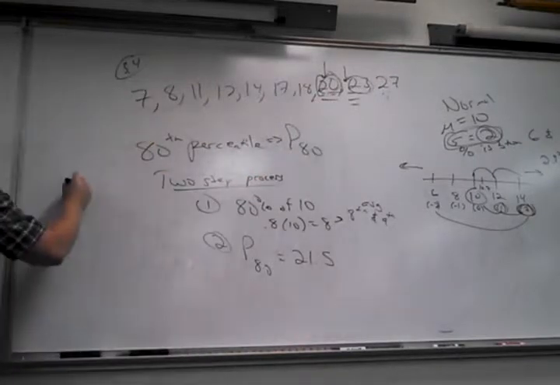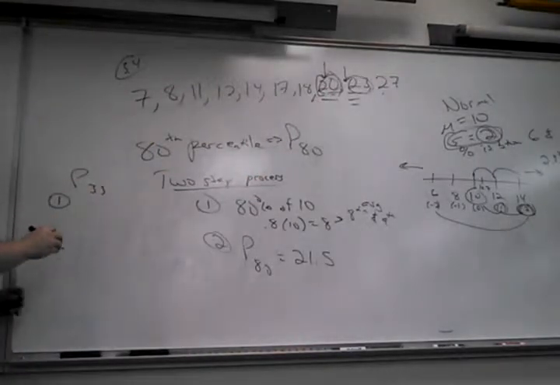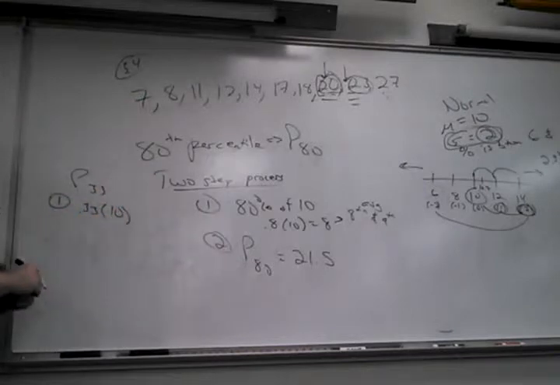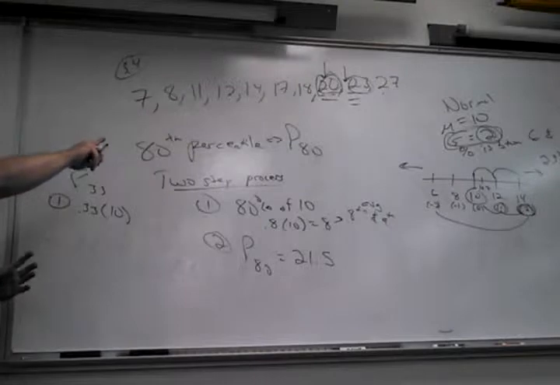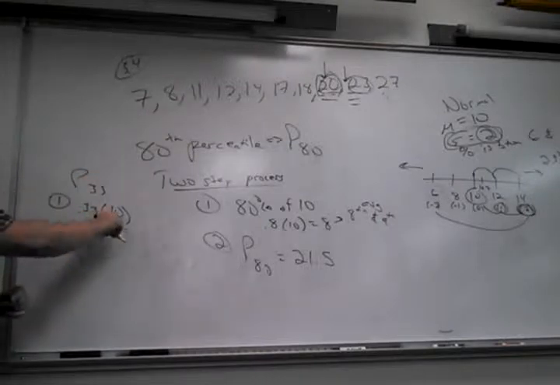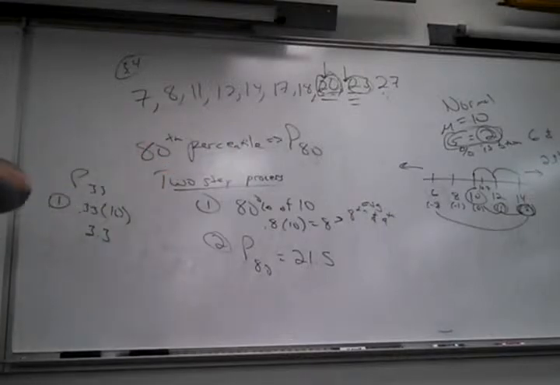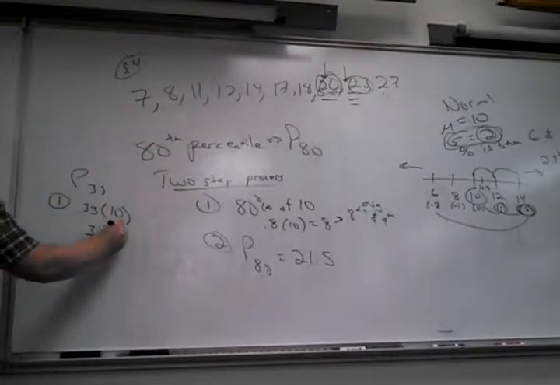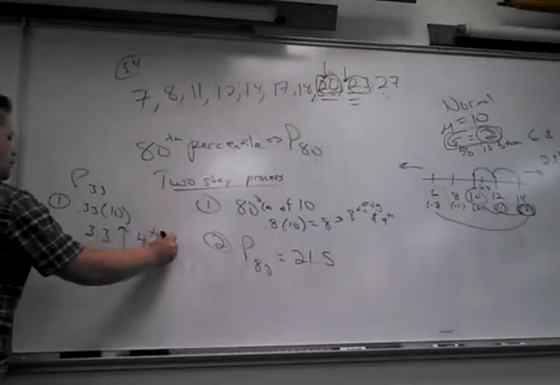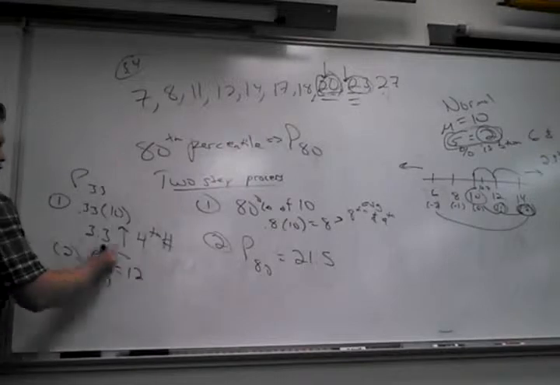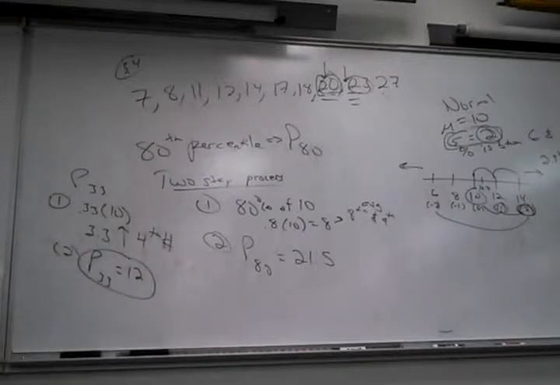So how would I find P33? What would I do first? 33% of 10. You take 33% of how long the list is. So what's 33% of 10? 3.3. If it comes out to anything that's not whole, you round it up. So then the answer would be the fourth number. What's the fourth number? 12. That's how you calculate percentiles.